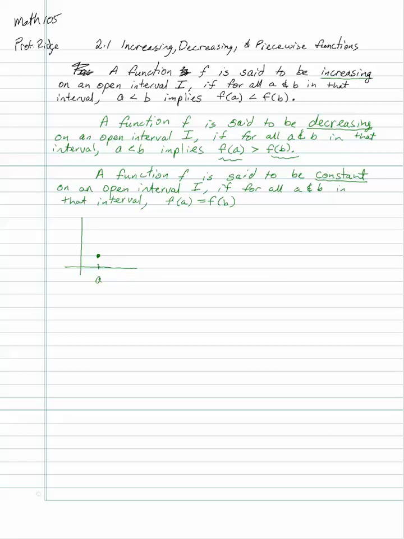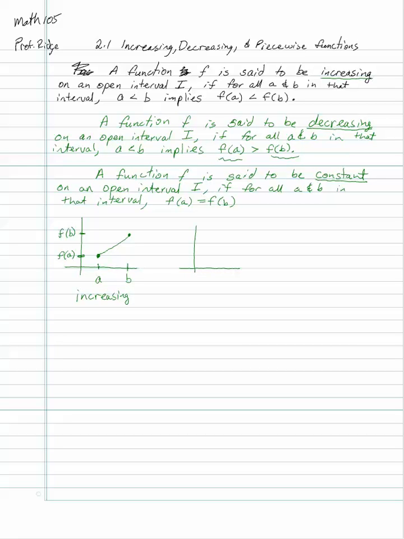So let's look at it. If this is a, the y coordinate here would be f of a, and b is to the right of a because a is less than b. And again, the idea that f of a is less than f of b would imply that the function's increasing. It's going up as you move left to right. So it's increasing from a to b.